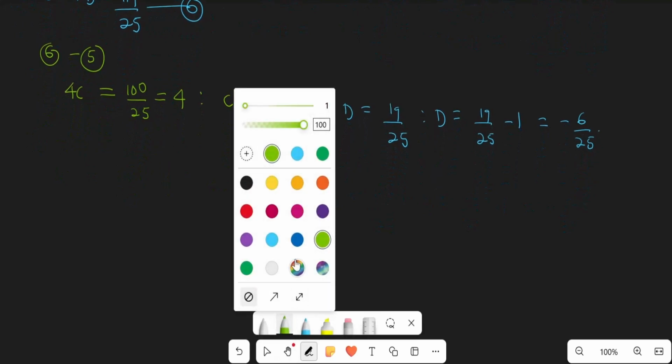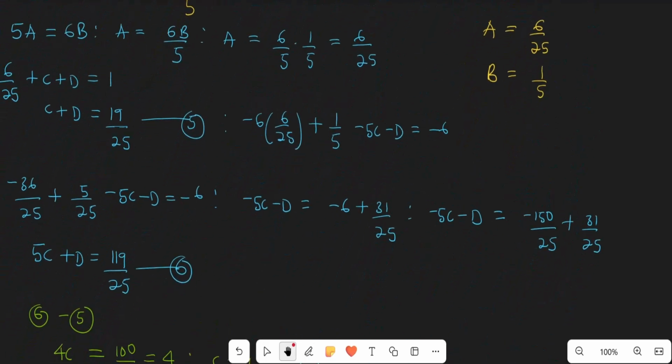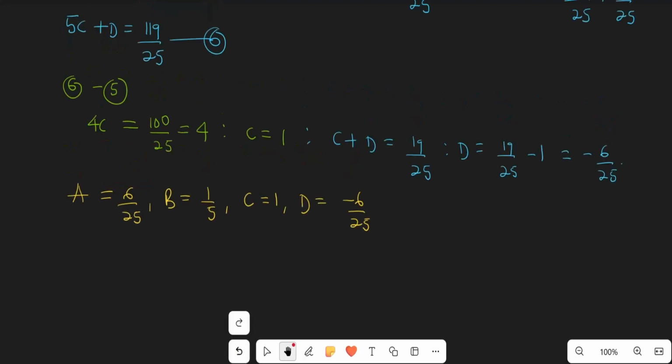Now let me write all of them in yellow. So the value of a is equal to, that was a long one, 6 over 25. What about b? b is 1 over 5. That's the first one we found. c is equal to 1, a very simple one. And d is equal to negative 6 over 25. Exactly opposite of this. So we have gotten values of a, b, c, and d.